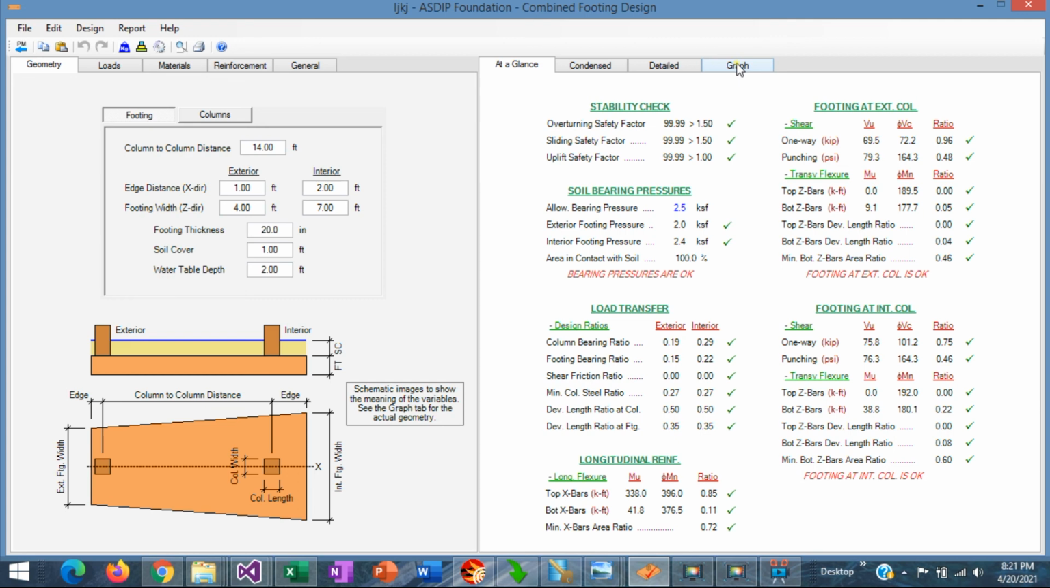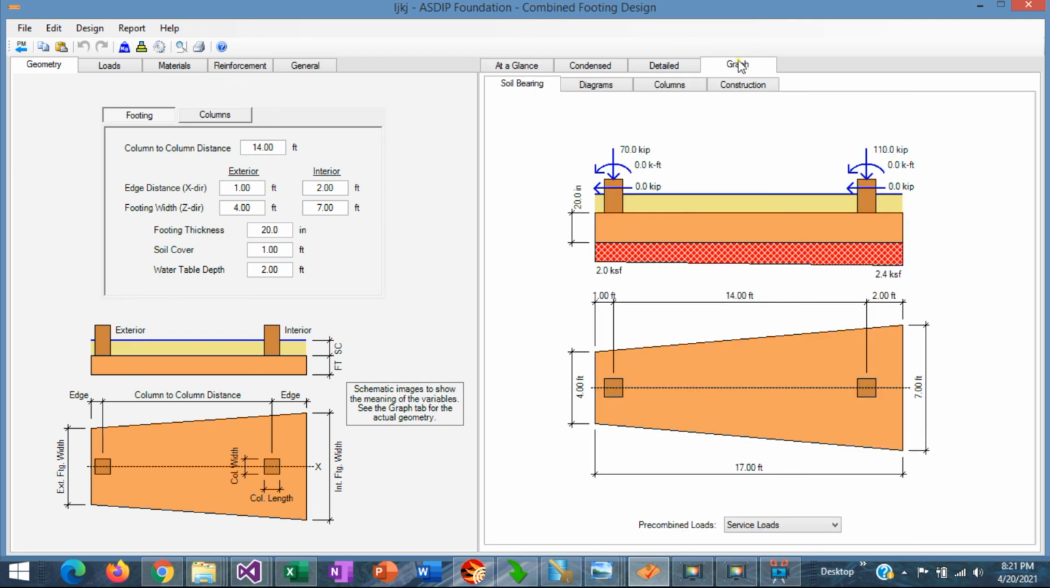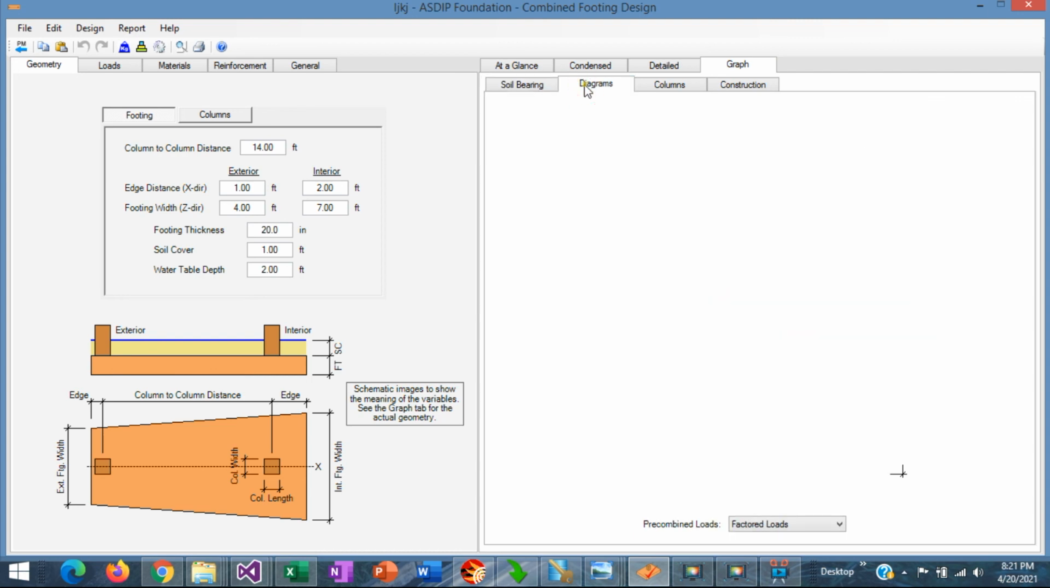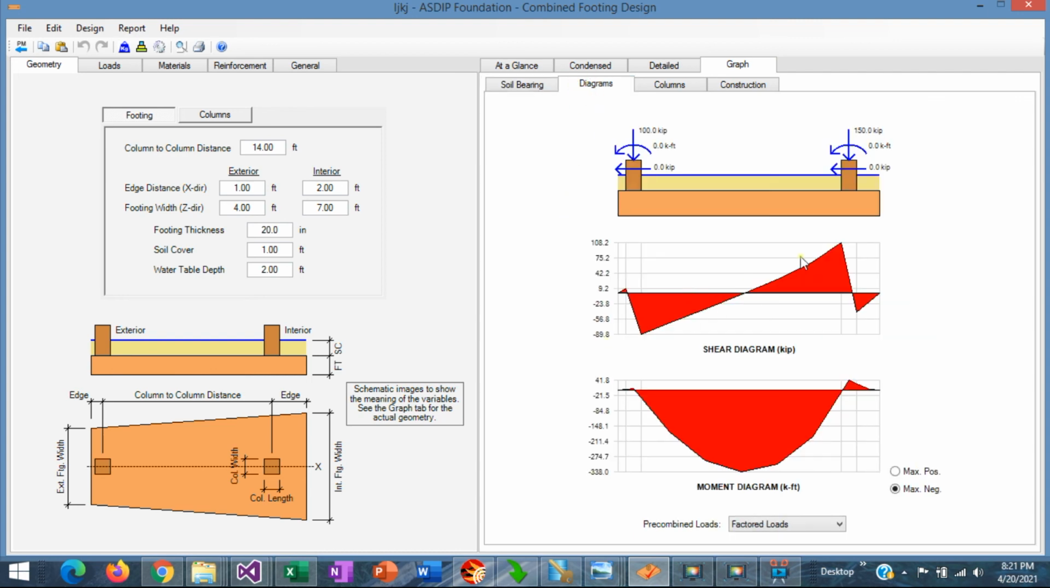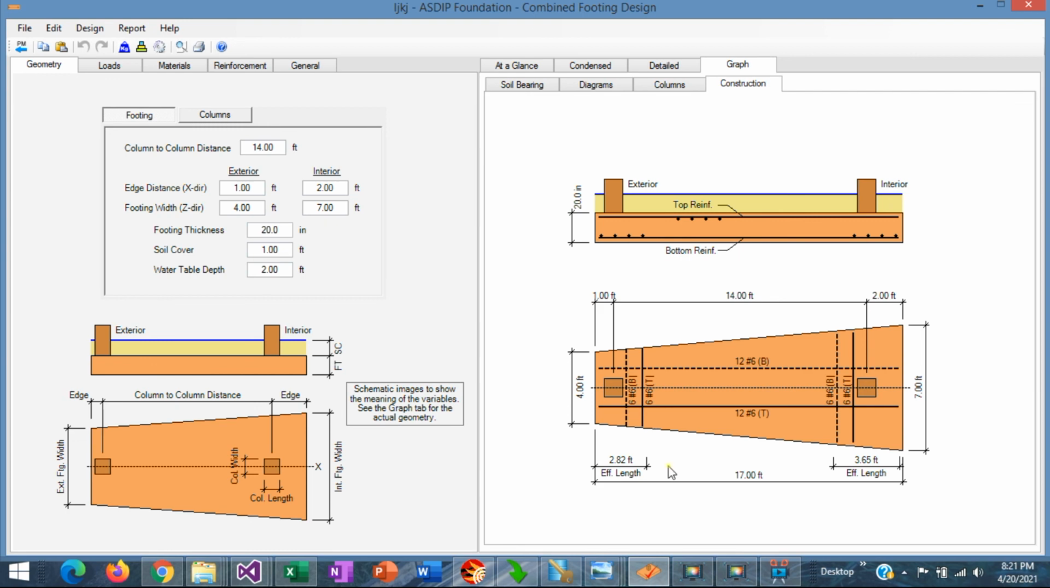It's well optimized. If we go to the graph tab, here we see the bearing pressure, but here we can see the diagrams, the shear diagram and the moment diagram of this footing. And if we go to the construction tab, we can see here the rebars that we specified to resist the bending moment. With this, we conclude the presentation of the calculation of the bearing pressures under a combined footing.